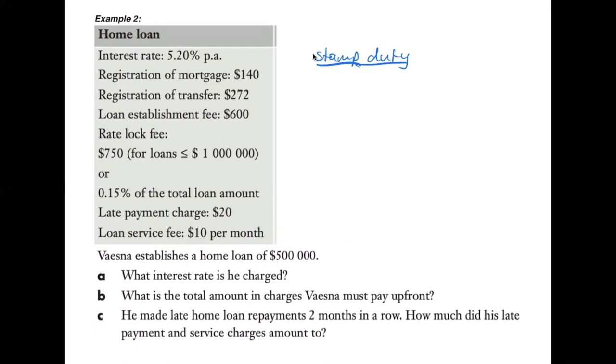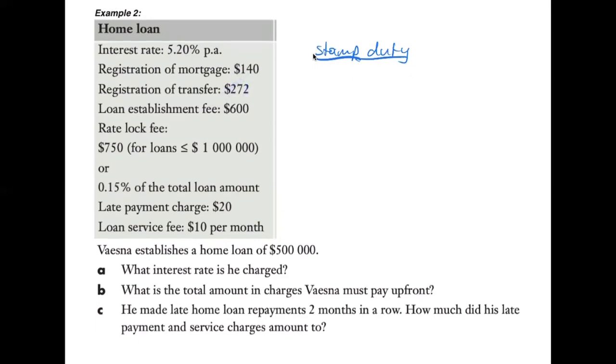The other things that we want to look at here, and I'll highlight them as we go, we're given in this particular question the interest rate. We're also given the registration fee of the mortgage, so that's your legal fee just to register the mortgage with your bank. Registration of the transfer is usually the transfer of ownership from one person, the seller, to the buyer. That costs money as well. The loan establishment fee is another upfront cost that can happen.